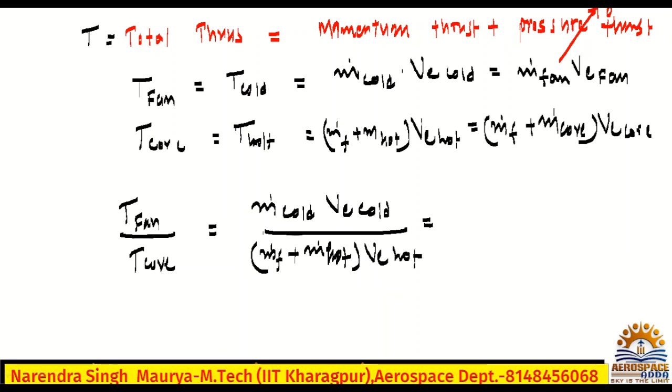All right. So the same formula, you can take the common. What will be the common here? You can write m dot cold as it is into V cold, divided by m dot hot. We can take common, and why we are taking common I will tell you.